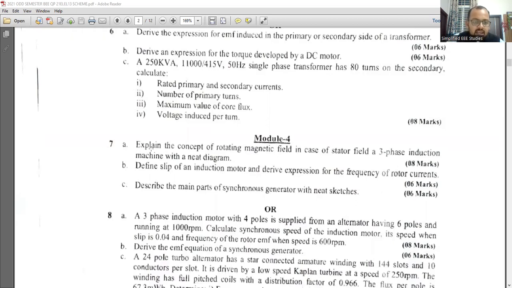Module 4, 7A: explain the concept of rotating magnetic field in case of stator field of a 3-phase induction motor. The concept of rotating magnetic field is very important. Therefore, we can call the induction motor a rotating transformer. Everybody knows that a transformer doesn't move, but as an idiom, we can call the induction motor a rotating transformer. Why? Because in the induction motor, there is production of a rotating magnetic field. So you need to write some expression for the rotating magnetic field. How to write? I'm here to help you out.